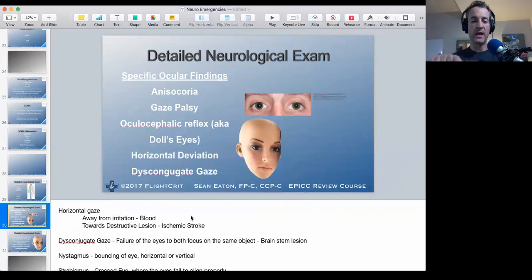Horizontal gaze preference. So you've got your disconjugate gaze, failure of the eyes to focus on the same object. So one eye is looking forward, the other one's looking a different way. That's a brainstem lesion. As far as gaze preference goes, this comes up every once in a while.